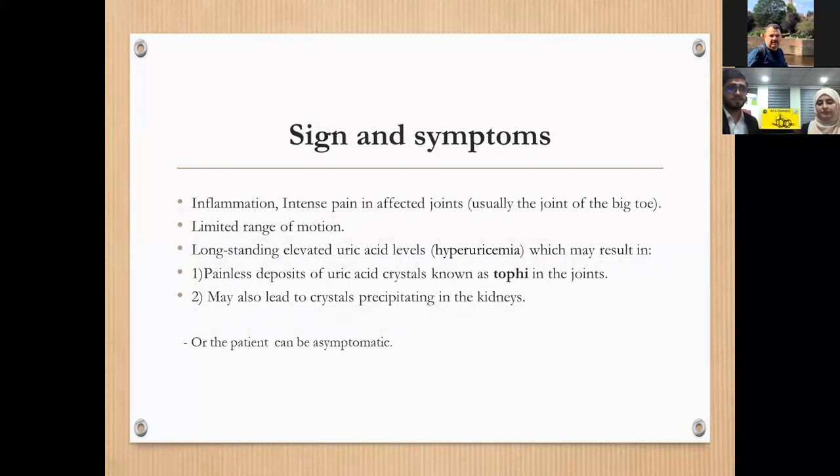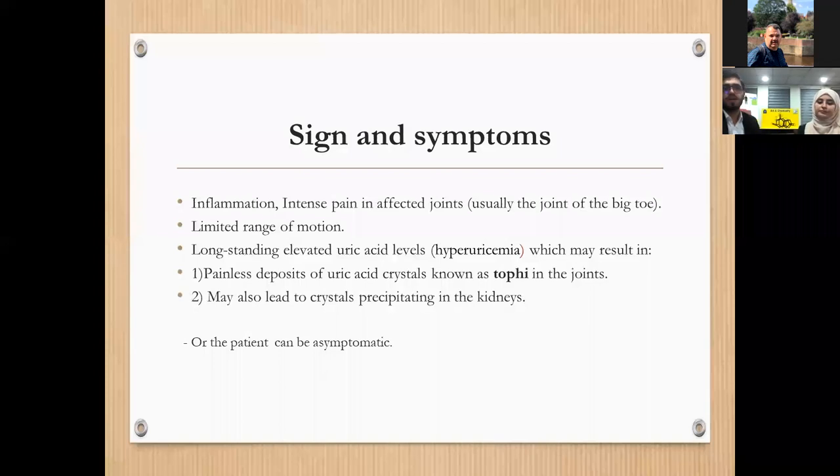And signs and symptoms: like any other disease, it has its own signs and symptoms to be recognized. Inflammation, intense pain in affected joints, usually the classical site, which is the big toe, and limited range of motion. Long-standing elevated uric acid levels may result in painless deposits of uric acid crystals known as tophi, which may lead to bone erosion as a complication, and may also lead to crystals precipitating in the kidney, which finally will result in kidney stones and urate nephropathy.